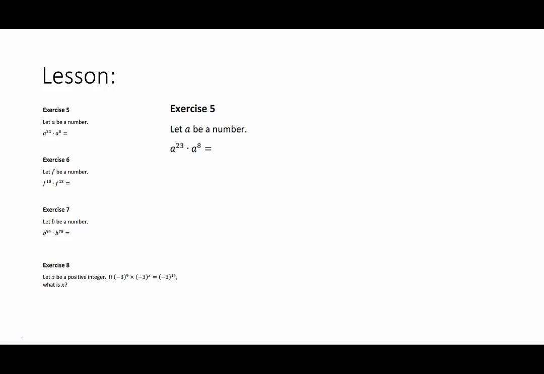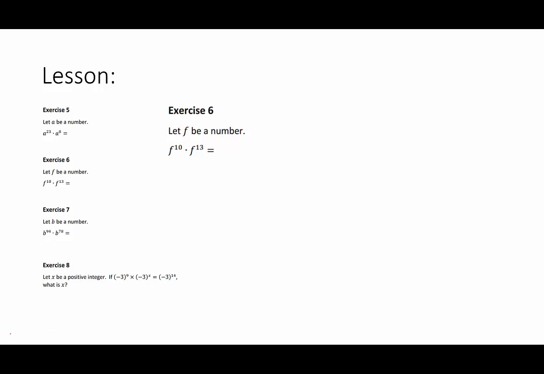Let's go a little bit deeper and try some more things. So let's use a different variable. Here we have a to the 23rd and a to the 8th. They're multiplied, showing this little dot. They're multiplied to each other. So we're going to say a to the 23rd power plus 8 powers, which is going to equal a to the 31st power.